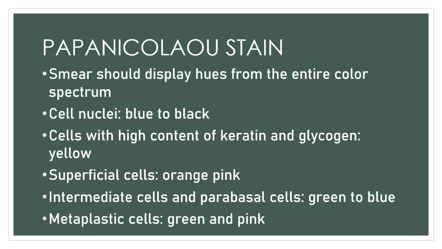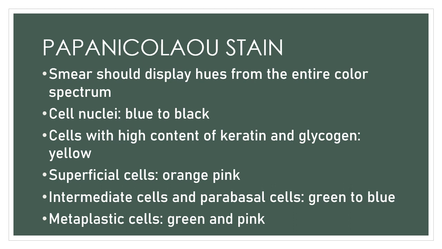And so still in your Papanicolaou, your smear should display hues from the entire color spectrum. So you have the rainbow accordingly. After you stain, there should be a hue of a rainbow there. Your cell nuclei will be stained blue to black.